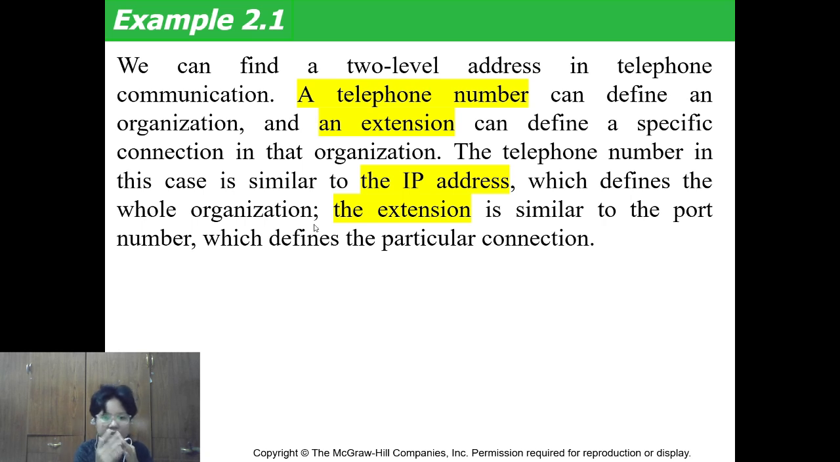About our example 2.1, we can find a two-level address in telephone communication. A telephone number can define an organization, and an extension can define a specific connection in that organization. The telephone number in this case is similar to the IP address, which defines the whole organization. The extension is similar to the port number, which defines the particular connection.